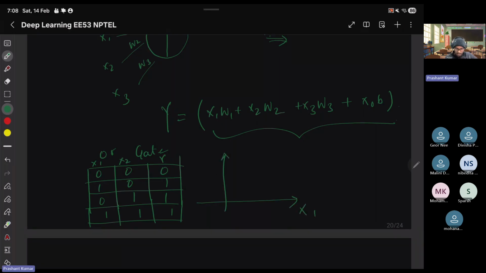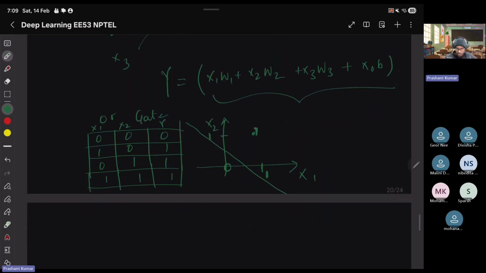I have x1, I have x2. This is 0. If I am taking 1 comma 0, this is 1. This is 1. So basically 1 here, 1 here, and 1 here. So you can see you can easily classify using a simple linear line between these two. This is the OR gate.